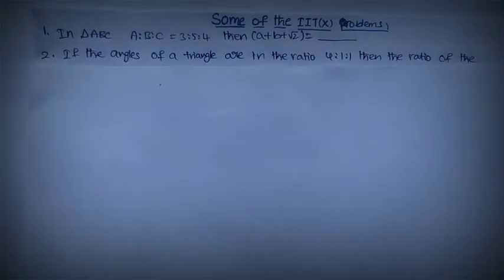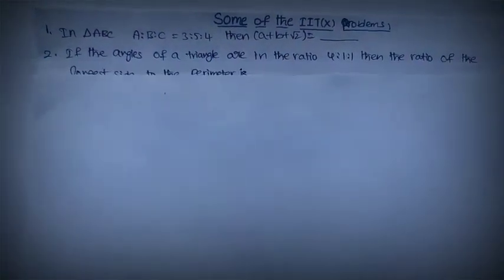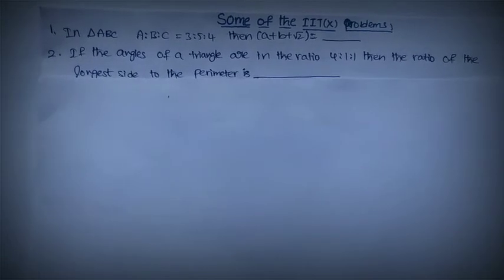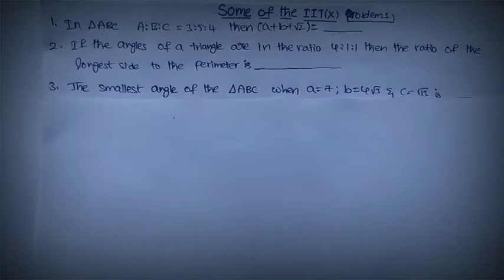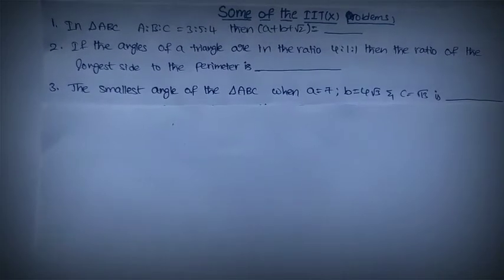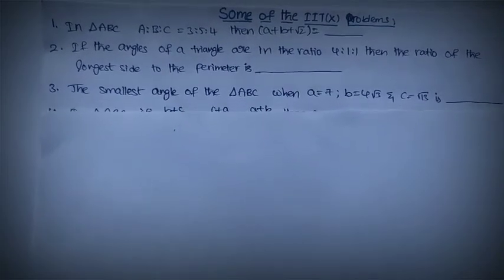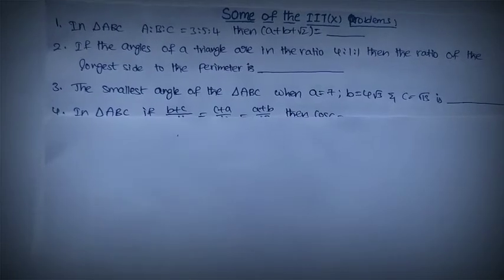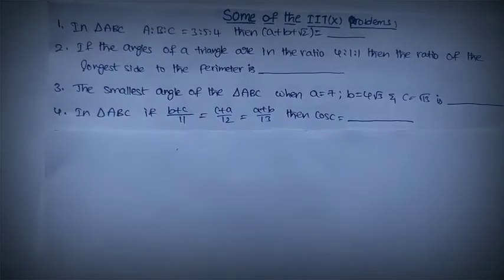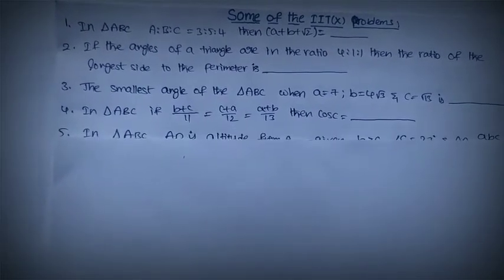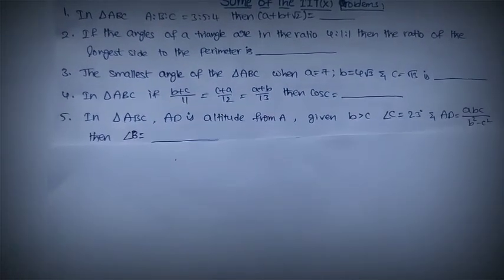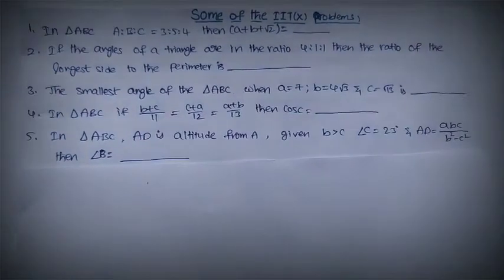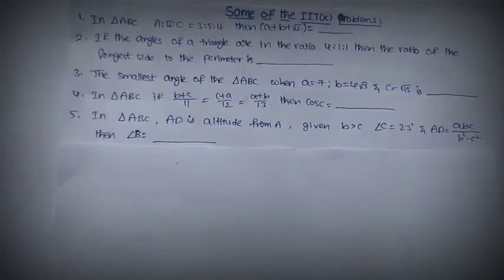a is to b is to c equals 3 is to 5 is to 4. Then a plus b plus root 2 c equals 0. There are a few more, and you can see the second question and the third question also. You can just read the questions while it uncovers them. And I must say these fourth and fifth problems are a bit tricky. Other than those two, all are a bit easy.